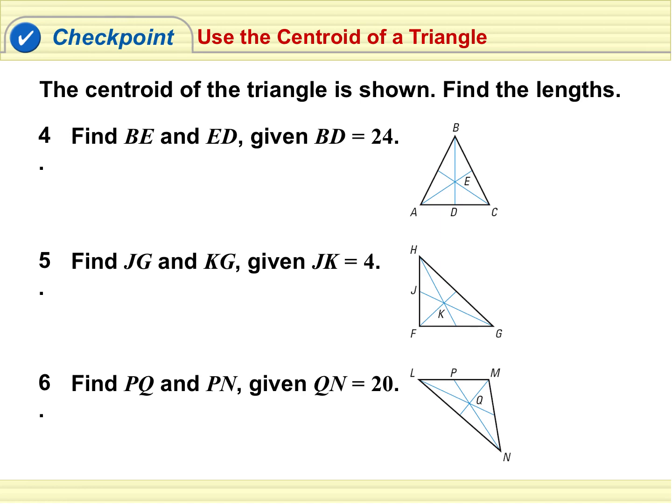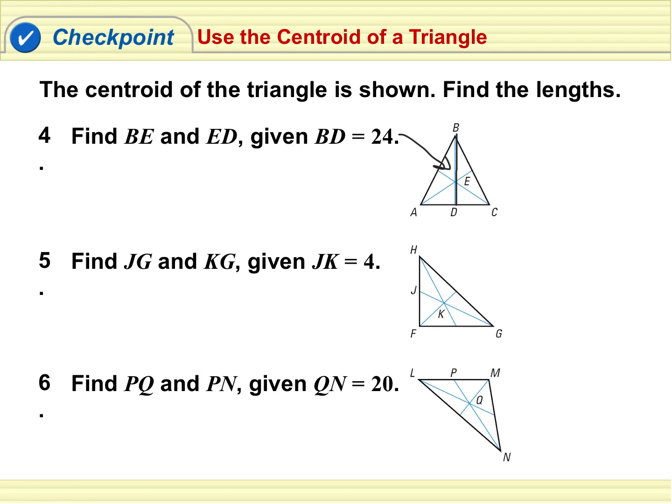Now on the centroid, there's going to be a little math involved here, but it will be okay. What they're giving us is that this whole median, that whole length there, is 24. It wants us to find the two parts of that, so it wants us to find BE and ED.